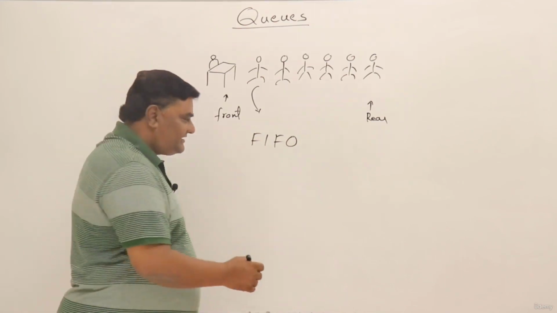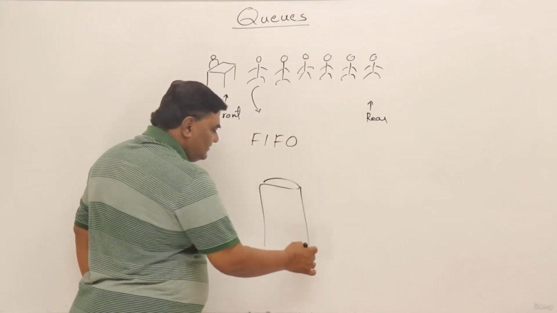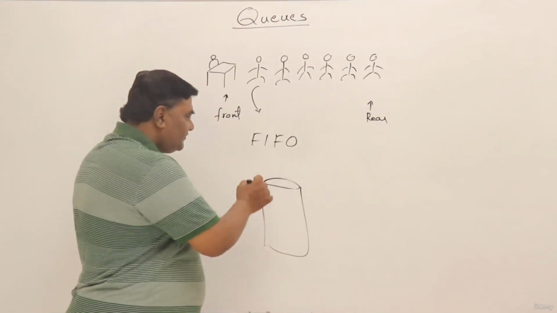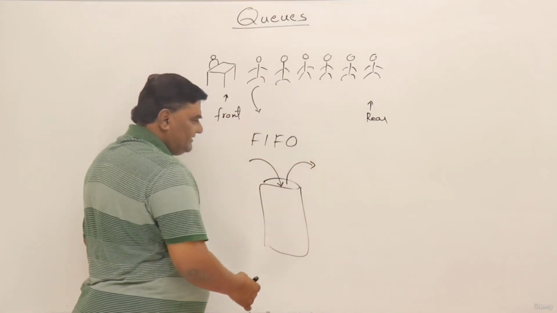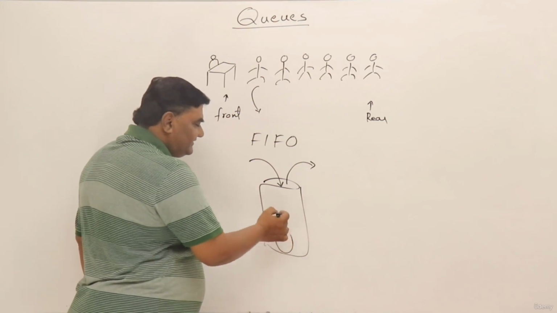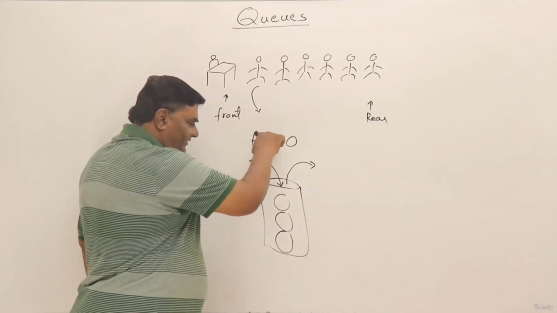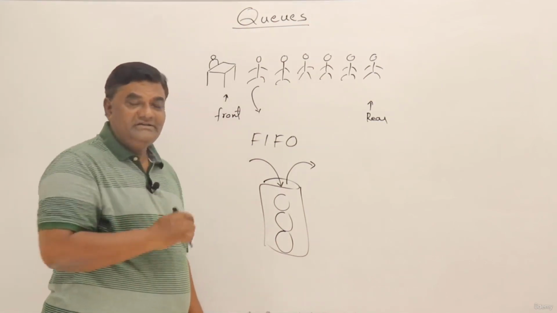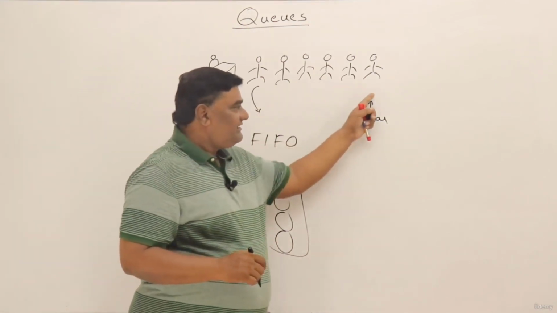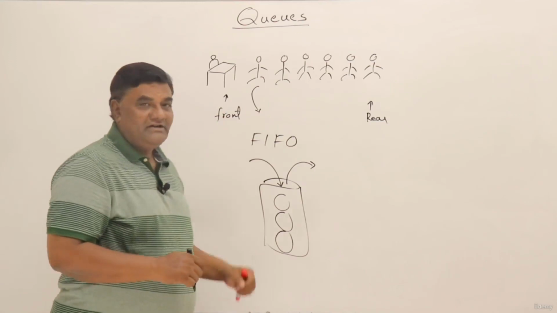Whereas if you remember the stack, like this is a can, insertion is done from this opening and the deletion is also done from the same opening. If you have some balls in the can, this is the only end from where you insert, and from this end only you can delete. But here in the queue, you insert at the rear end and delete from the front end.